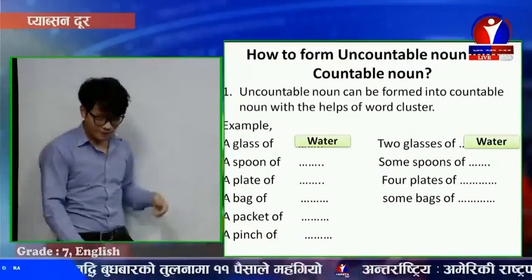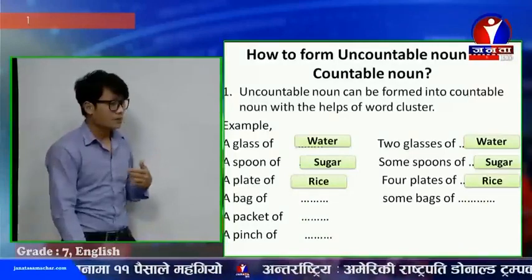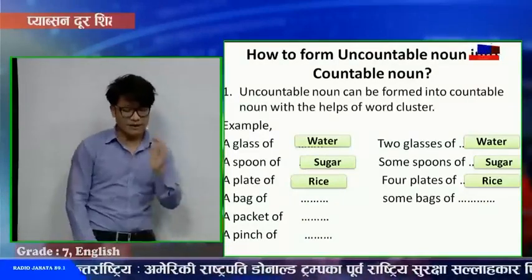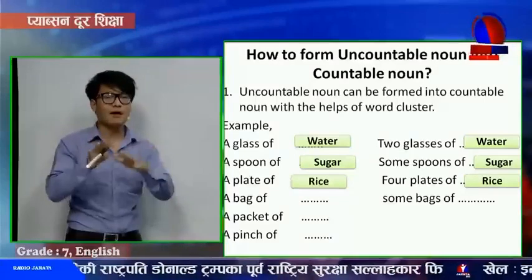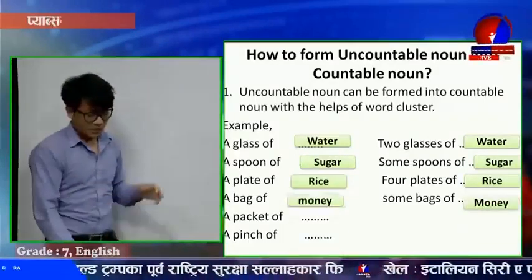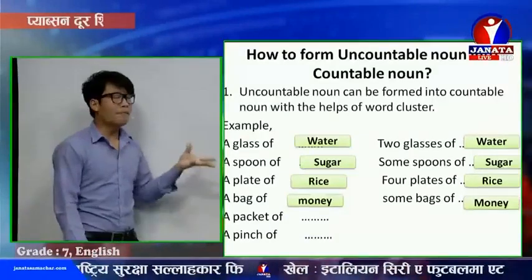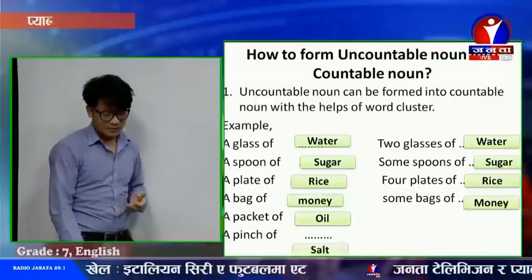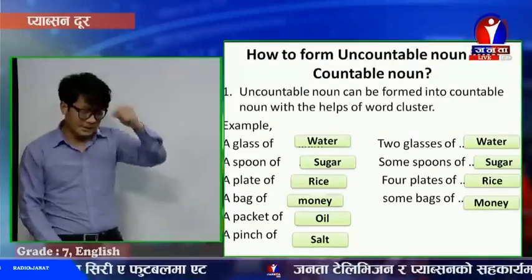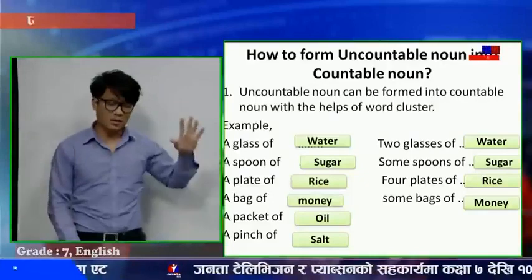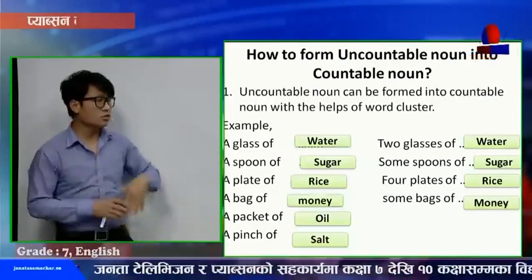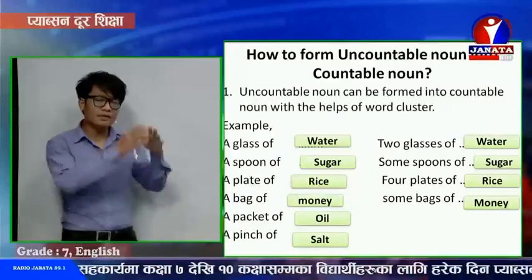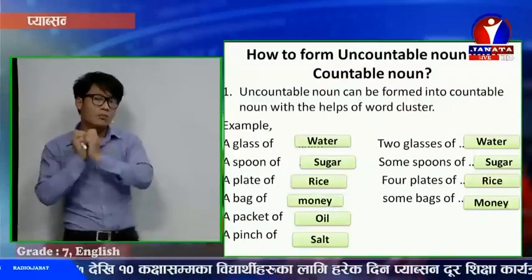A spoon of sugar, two or some spoons of sugar. A plate of rice, four plates of rice. A bag of money, some bags of money. A packet of oil, a pinch of salt. So these are the ways we use word clusters with uncountable nouns, and with the help of these word clusters we can make plurals.